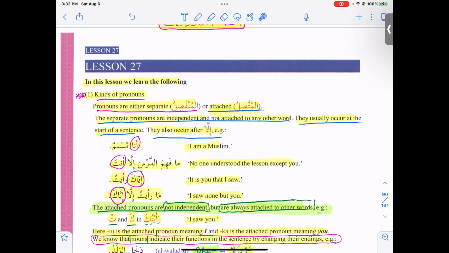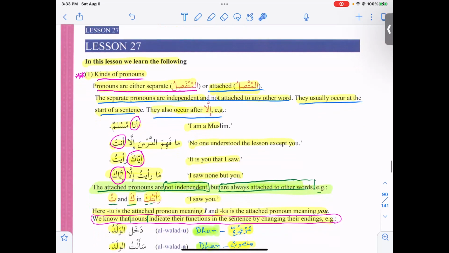Damirun, munfasilun, mabniun ala sukun, fi mahalli raf'in. Now we have to define it. Fi mahalli raf'in mubtada. One more time, I'll say. Ana. Damirun, munfasilun, mabniun ala sukun, fi mahalli raf'in mubtada. Muslimun khabrun marfun bidamma. I am a Muslim. Ma fahima darsa illa anta. No one understood the lesson except you.